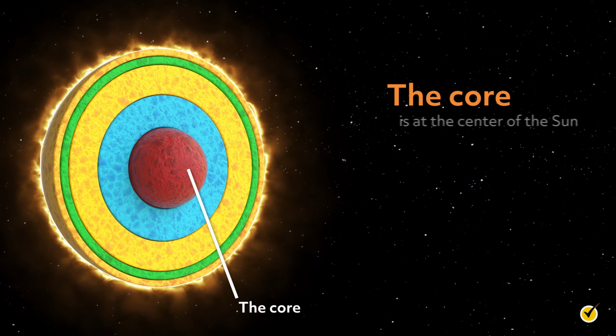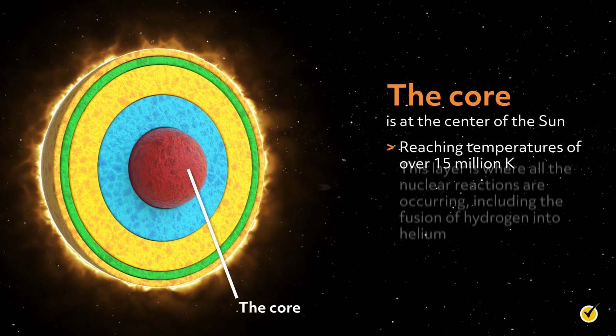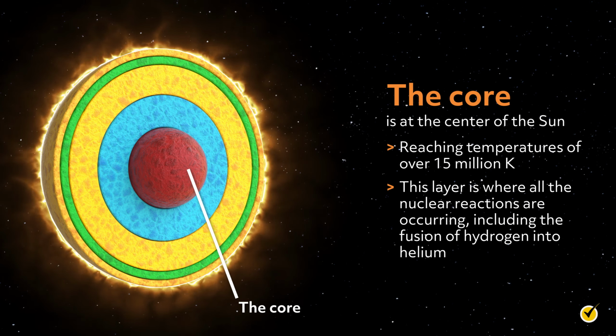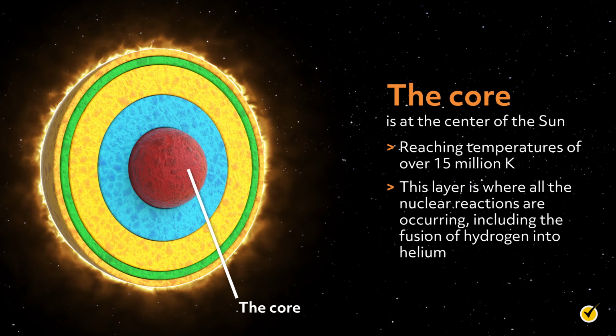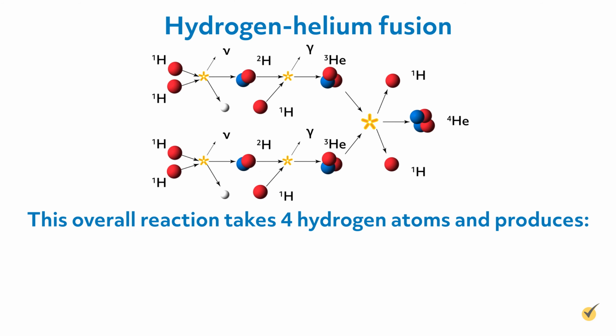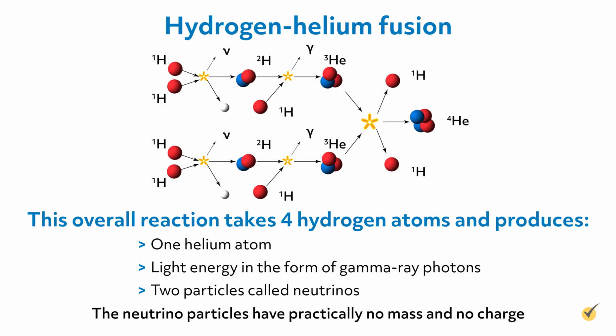The core is at the center of the Sun, reaching temperatures of over 15 million Kelvin. This layer is where all the nuclear reactions are occurring, including the fusion of hydrogen into helium. This overall reaction takes 4 hydrogen atoms and produces 1 helium atom, light energy in the form of gamma-ray photons, and 2 particles called neutrinos. The neutrino particles have practically no mass and no charge.